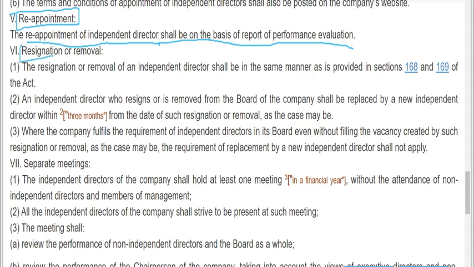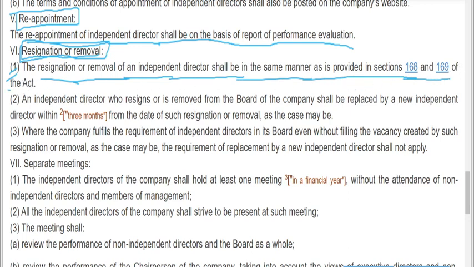Now, resignation or removal of independent director. The resignation or removal of an independent director shall be in the same manner as provided in sections 168 or 169 of the Act. The independent director who resigns or who is removed from the board of the company shall be replaced by a new independent director within 3 months from the date of such resignation or removal, as the case may be.